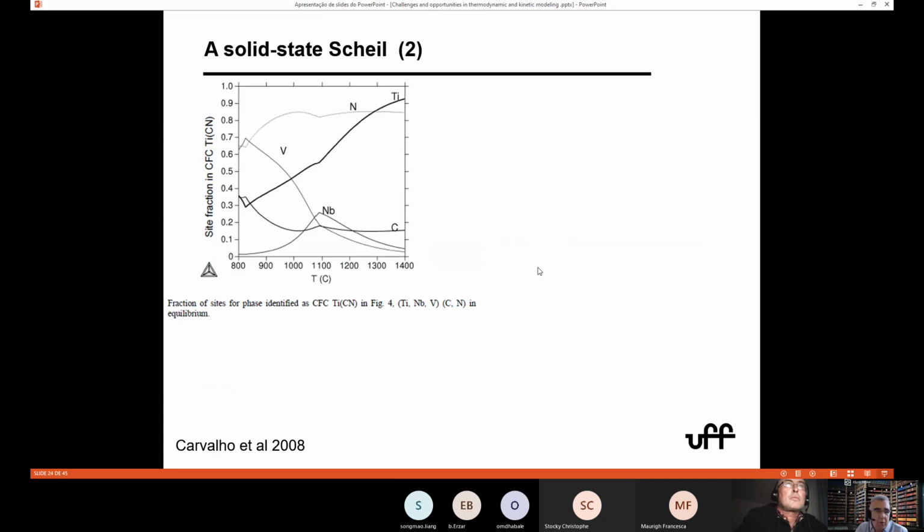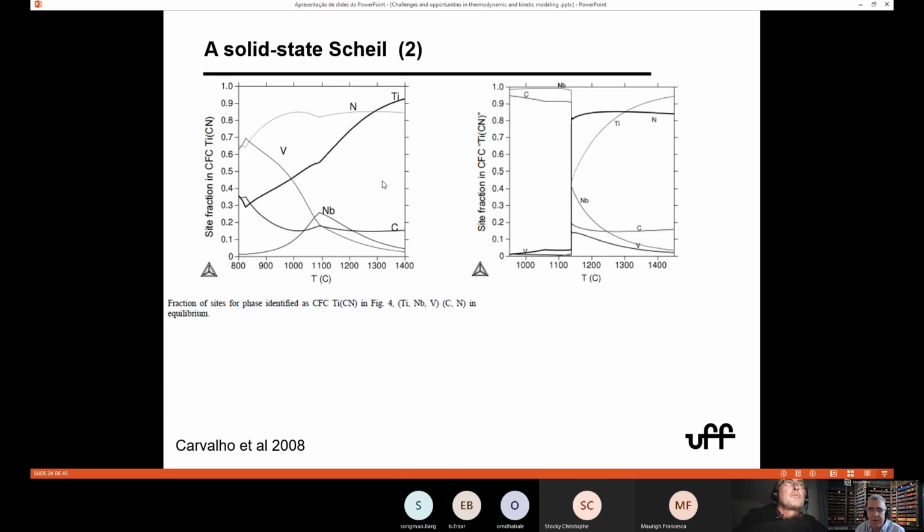And then when we calculated, this was the equilibrium composition, if you recall, titanium going from very high to very low, niobium peaking, vanadium. And now what we calculated is very interesting, because as you cool down, instead of having that variation, we have now titanium going down, fine. Nitrogen is almost constant. And then at a certain point, the composition changes dramatically from titanium nitride to niobium carbide.